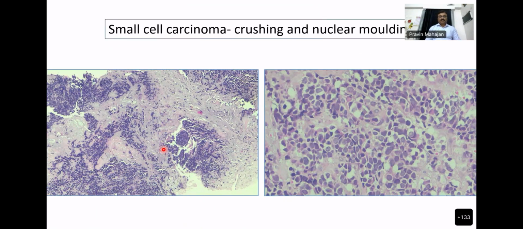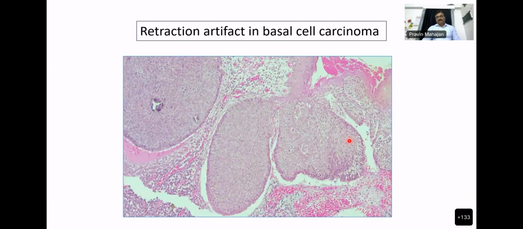The second image was of a small cell carcinoma of the lung, and you can see there is a crushing artifact and nuclear molding here, which is a sign. This is an artifact, but it is helpful for us in making the diagnosis. This is a retraction artifact which happens in a basal cell carcinoma, and is quite a useful sign. If you see this retraction artifact in a basaloid tumor in the skin with peripheral palisading, most often this is going to be a basal cell carcinoma.